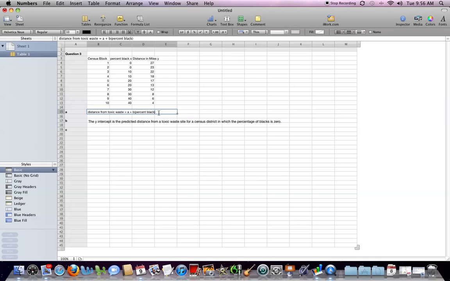So, going back to this, if we want to put specific values in here, we would say y equals, well, we already know what the intercept is, right? So it's 25 minus, because the effect is negative, 0.5 times percent black.